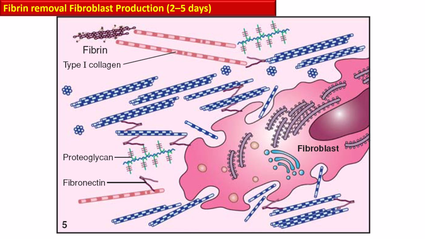So here this illustration is showing the matrix deposition and maturation phase of wound healing. This is happening between day 2 to day 5. There is gradual fibrin removal and fibroblasts producing different materials. So there is an active role of the fibroblast in this stage, and they actively synthesize and secrete collagen type 1 and type 3 both.